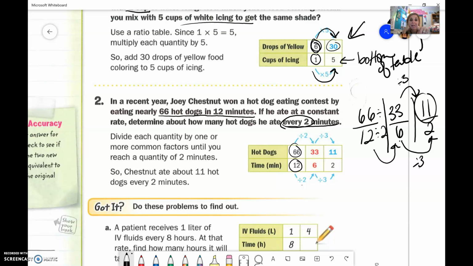Now, if we were to break that down to a unit rate, in 2 minutes, he does 11. So think about it. In 1 minute, he eats 5.5 hot dogs. Oh man, that's crazy. That's crazy.